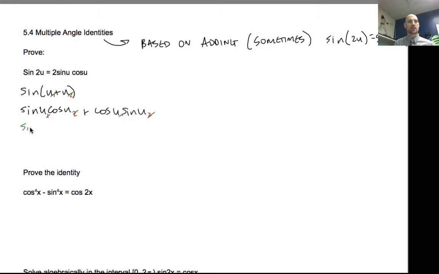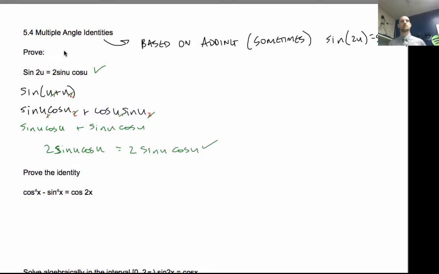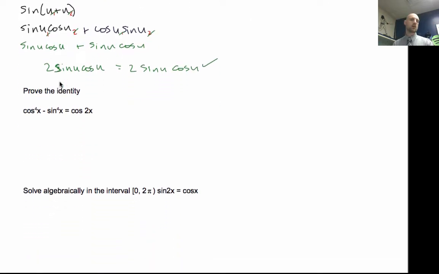If I rewrite this as sine of u cosine of u plus, and I can change this around by the commutative property, sine of u cosine of u, it's really equal to 2 sine of u cosine of u. Well, check it out. What do I want it to be equal to? I want it to be equal to that. So my last line is 2 sine of u cosine of u. So my strategy here was to take a double angle formula and make it into an angle addition formula. Okay. All right.